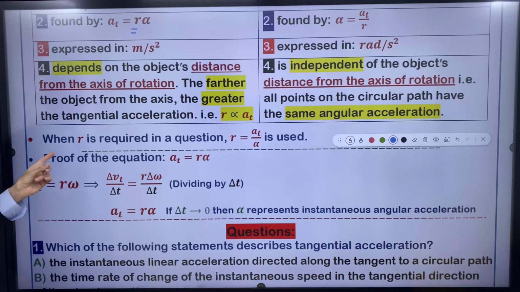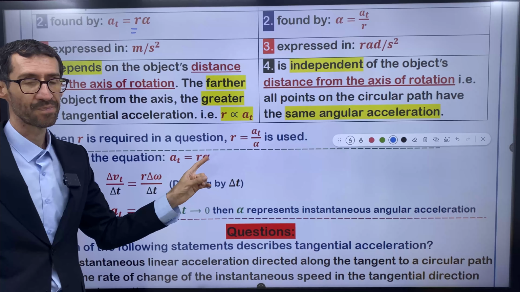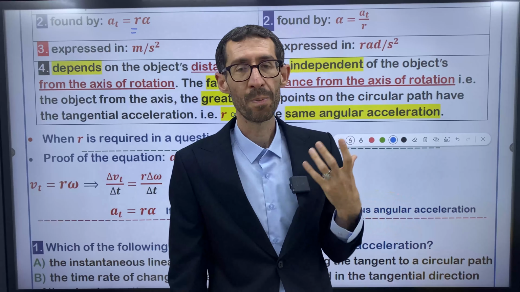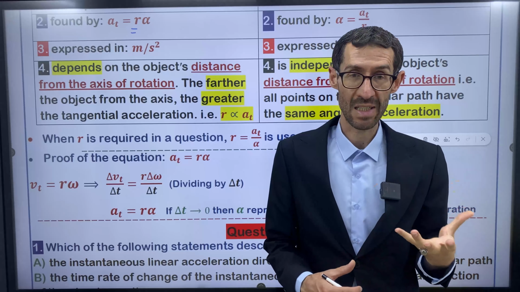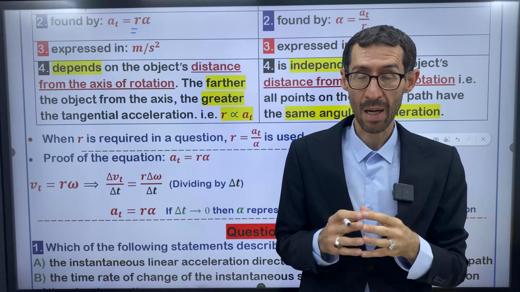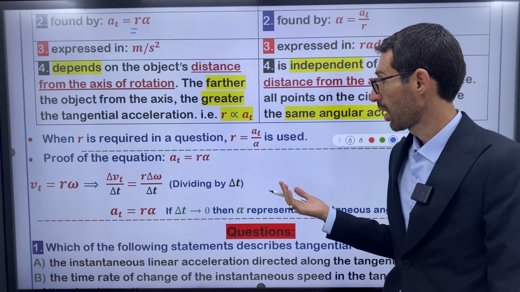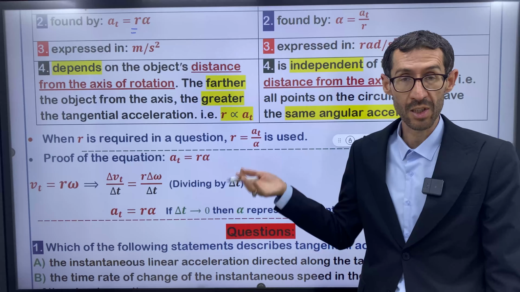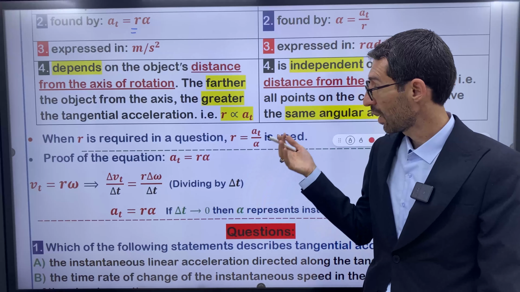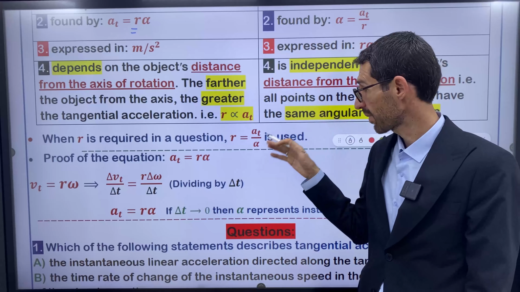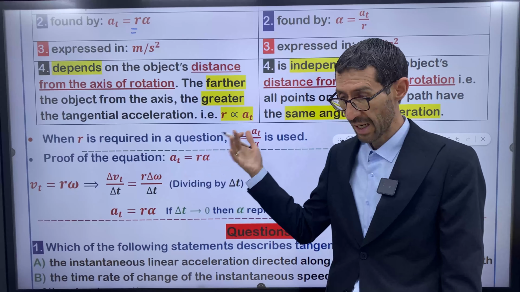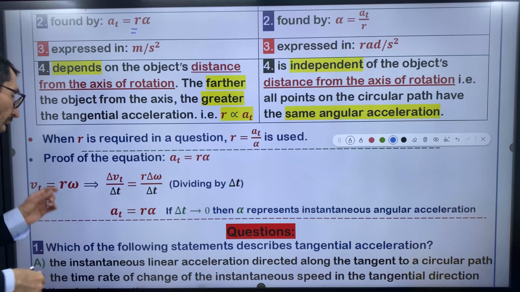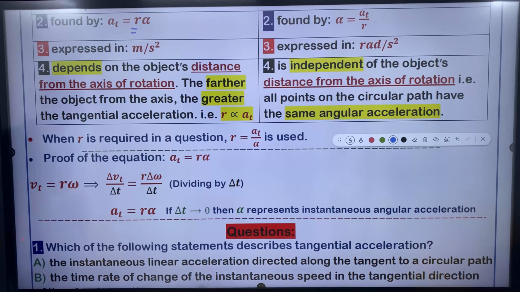The second one is the proof of the equation AT is equal to R alpha. I've told you over and over again, the proof is important. For understanding the subject, it matters. Some students ask me, teacher, where does this rule come from? What's the source, the origin of this rule? Let's say I prove it for you. I read the steps, and I explain the steps one by one.